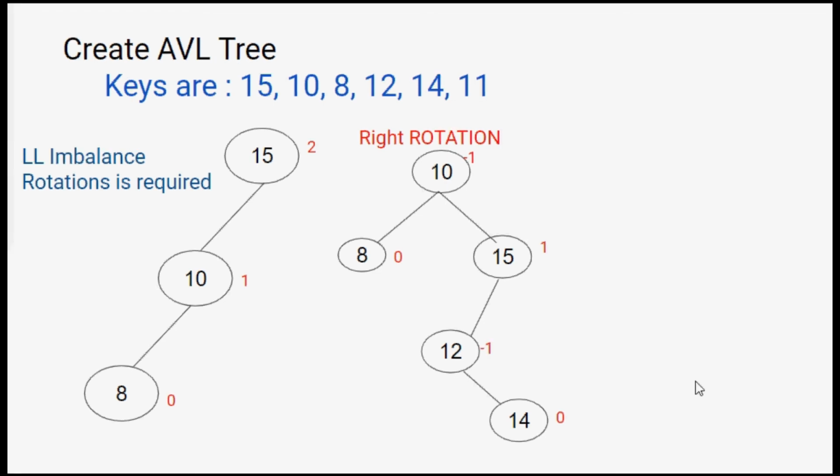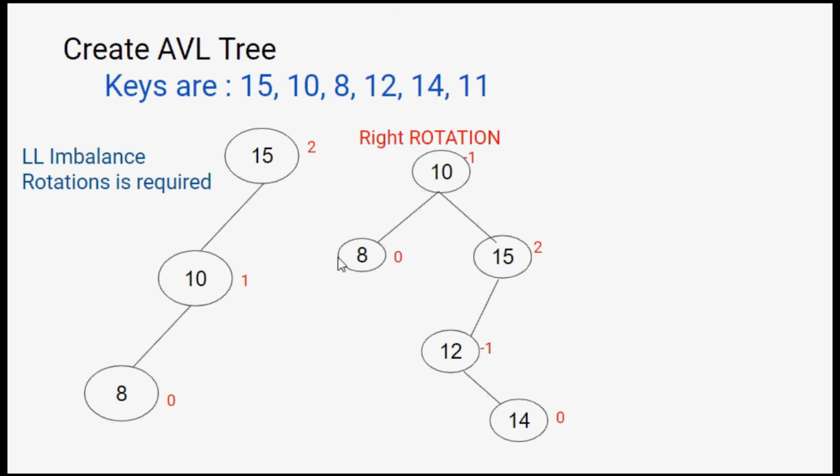Now we are going to update the balance factor of 15. When I look at the height of the left subtree of 15, it comes out to be 2, because this is one edge, this is the second edge. As we know, the height is the longest path to reach the leaf node. So 1 plus 1 will give me 2, and on the right side there is no node, there is no path, so it is going to give me 0. So 2 minus 0 will give me 2. So this is an imbalance.